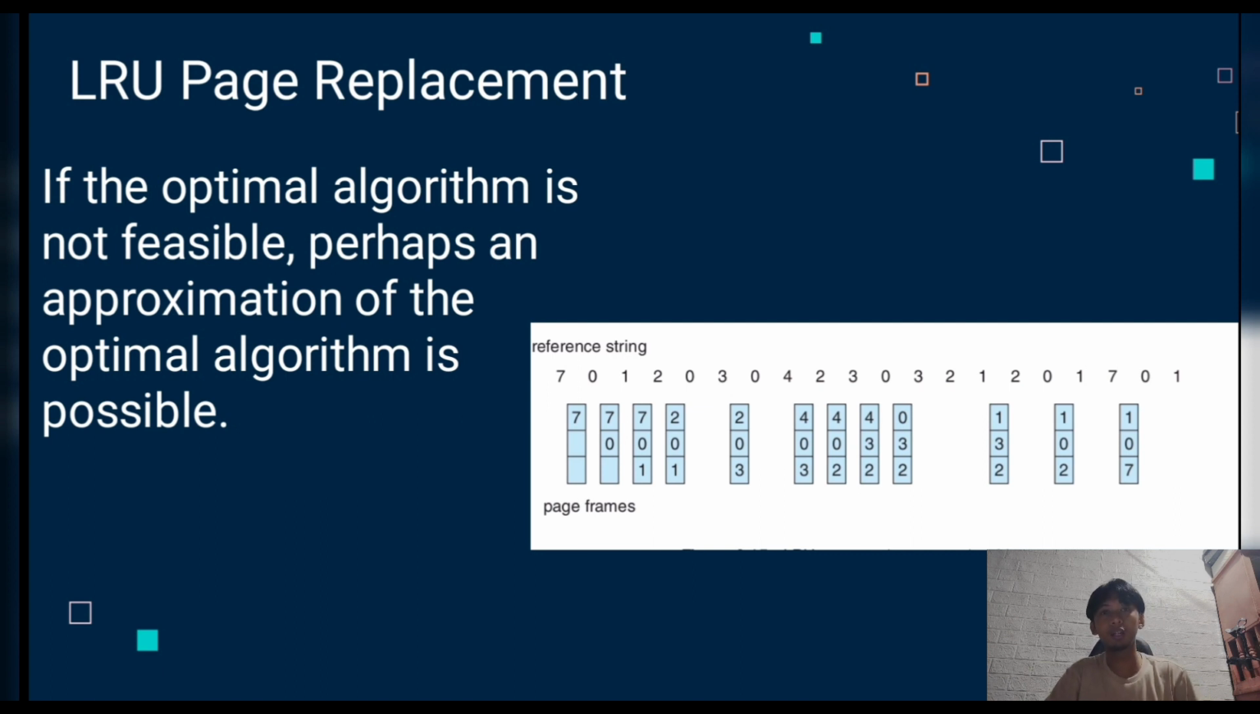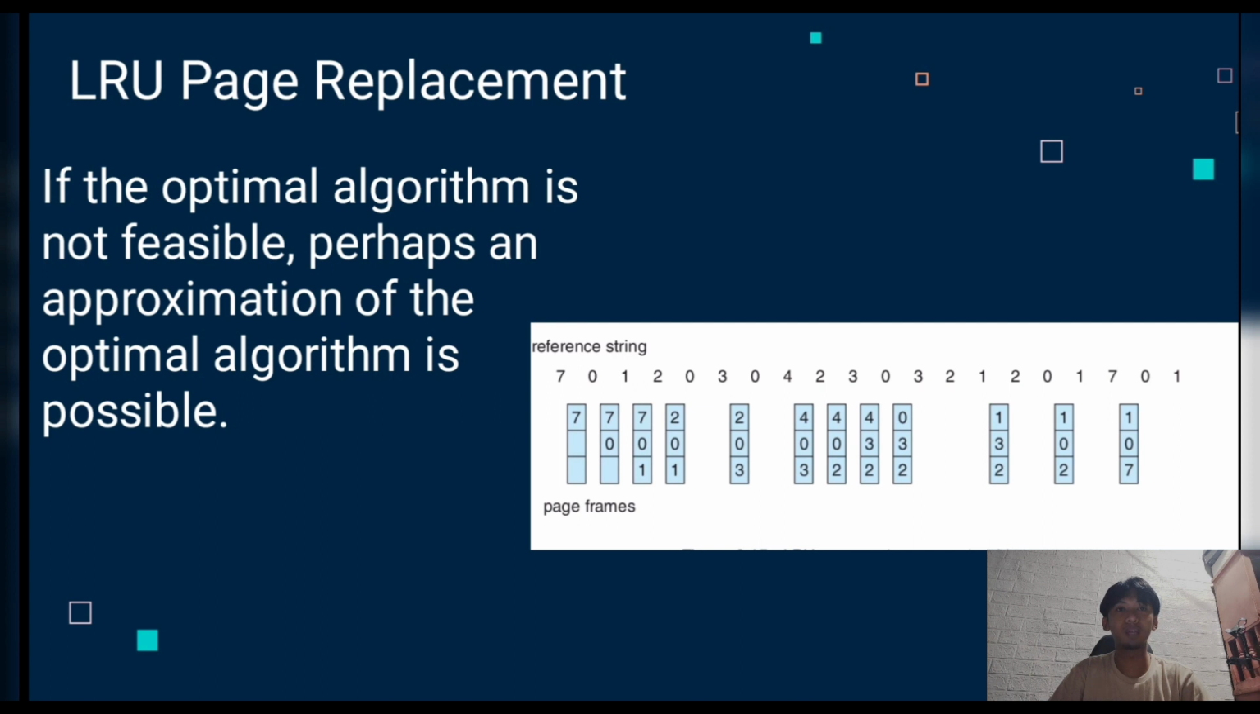If the optimal algorithm is not feasible, perhaps an approximation of the optimal algorithm is possible. So the key distinction between the FIFO and OPT algorithms, other than looking backward versus forward in time, is that the FIFO algorithm uses the time when a page was brought into memory, whereas the OPT algorithm uses the time when a page is to be used.